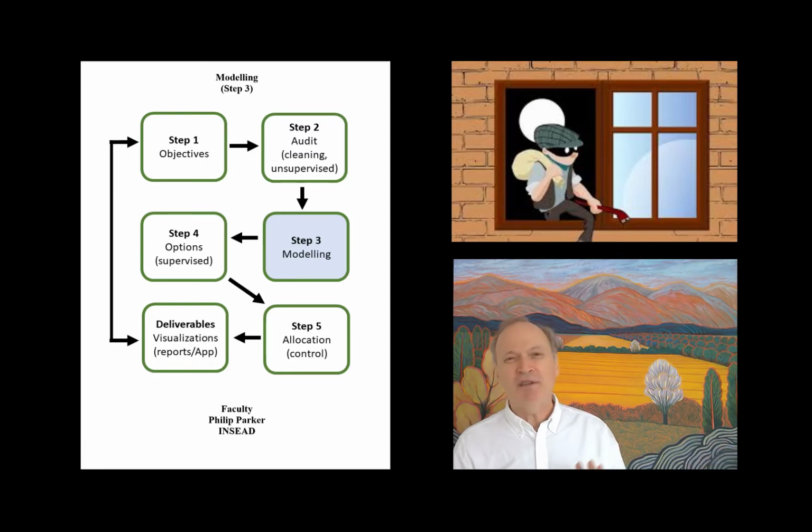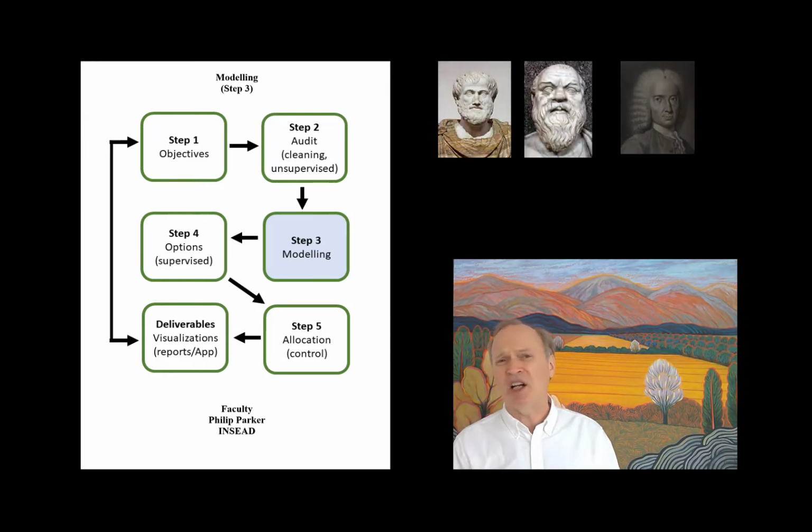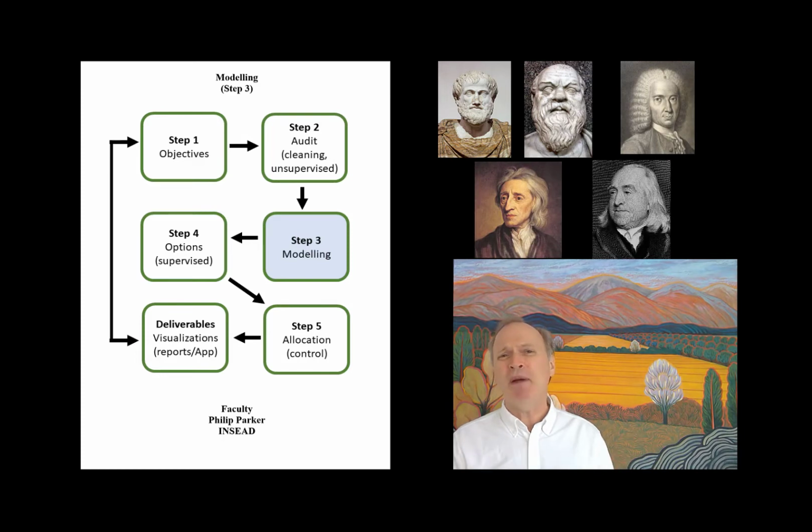Go back, read the philosophers, read Aristotle, Socrates, Montesquieu, Locke, Bentham, etc., and go back and understand the way they viewed the world. Why do some things happen and other things do not? And get theories, especially if you're in the social sciences.